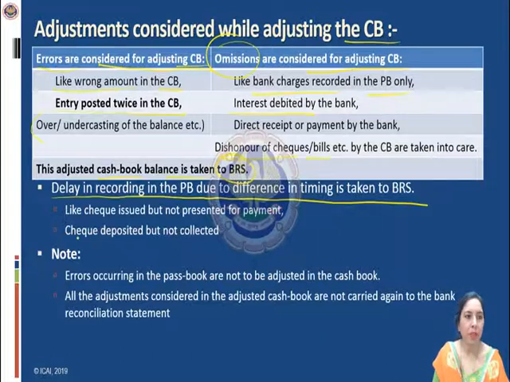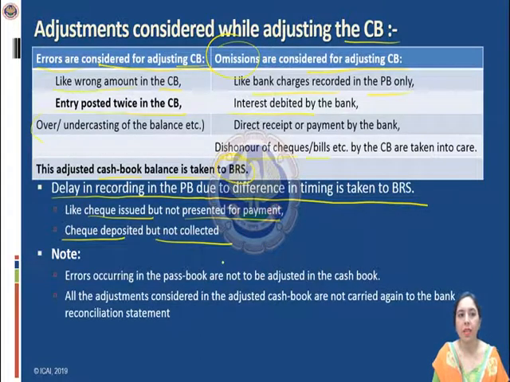So here two examples have been given. Checks issued but not presented for payment, or checks deposited but not collected by the bank before the BRS date. All these are causing a time lag or time difference. These will be taken to the BRS in case the adjusted cash book is maintained or made.